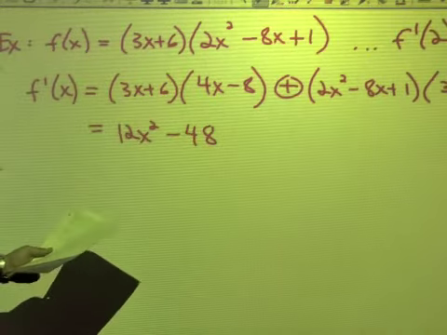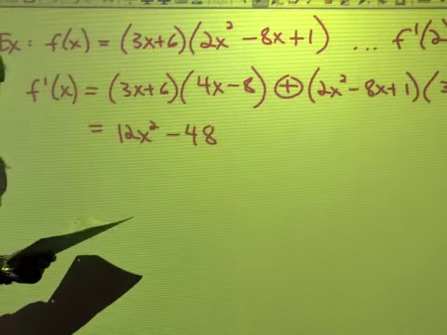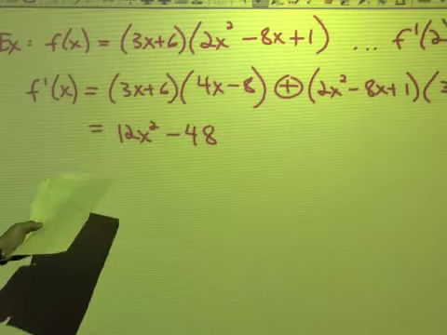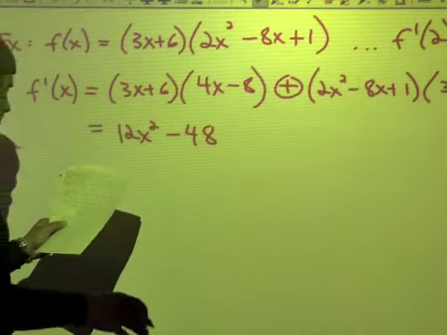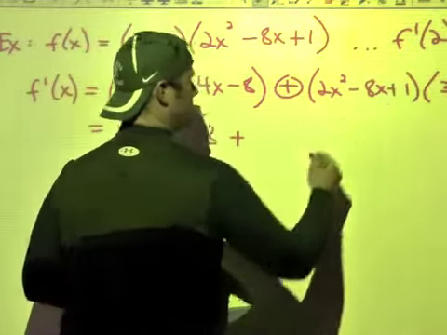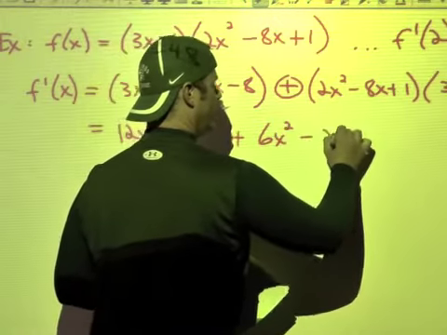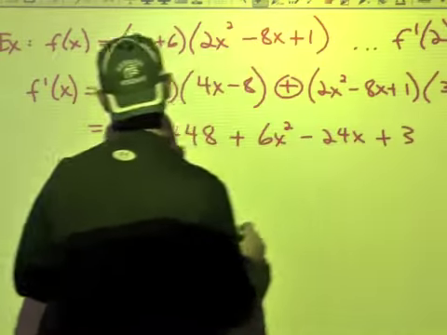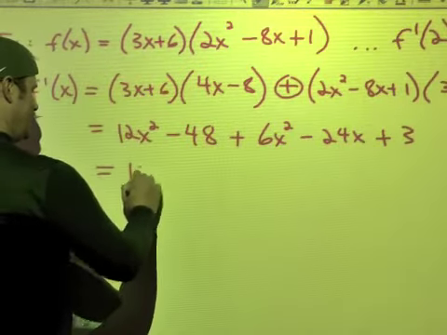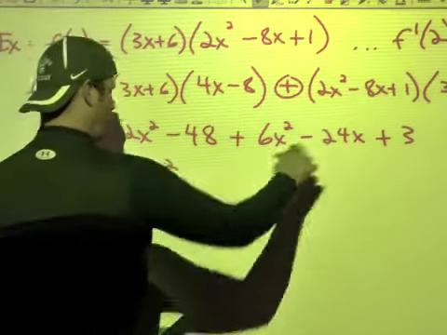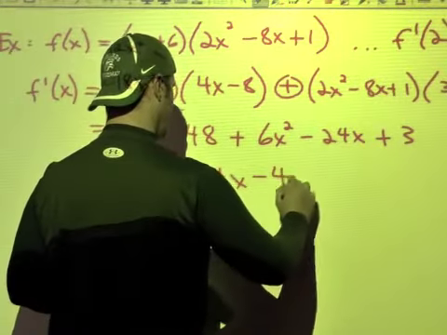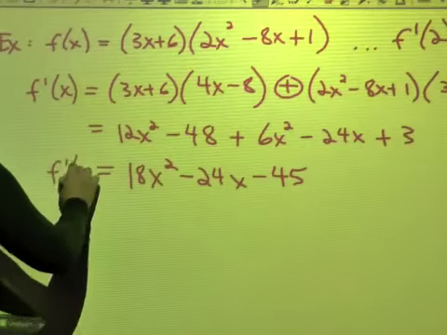Double checking myself here. Oh, that's right. I'm doing a different example than I thought. Okay, so 12x squared minus 48 plus, then I distribute the 3, be 6x squared minus 24x plus 3. Combine the like terms, so we got 12x squared and 6x squared is 18x squared minus 24x, and then 48 and a 3 combined to make minus 45. And that's your general derivative function.